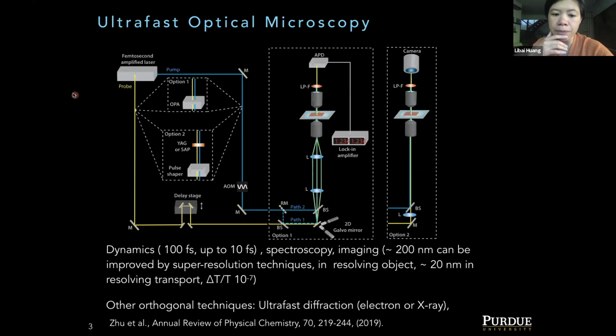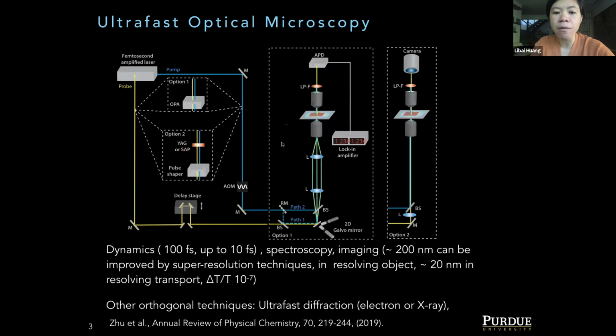So in our group, we've been using this method called pump-probe microscopy, or transient absorption microscopy, and developing that for exciton transport. And there are multiple ways of doing this. I assume many of you will be somewhat familiar with transient absorption spectroscopy. You have a pump that excites the molecule to an excited state and a probe probing the response of the excited state.